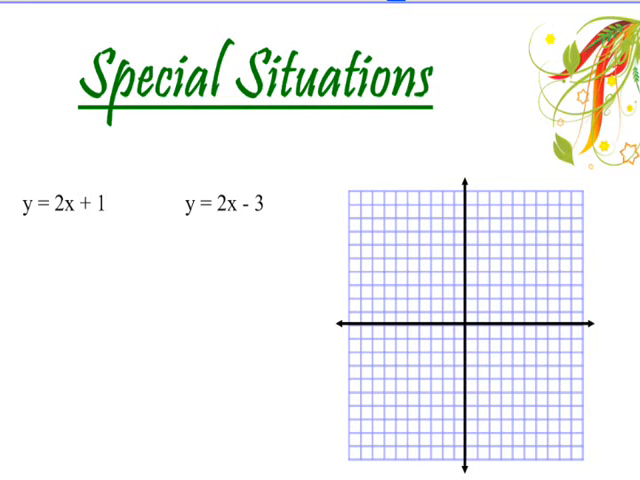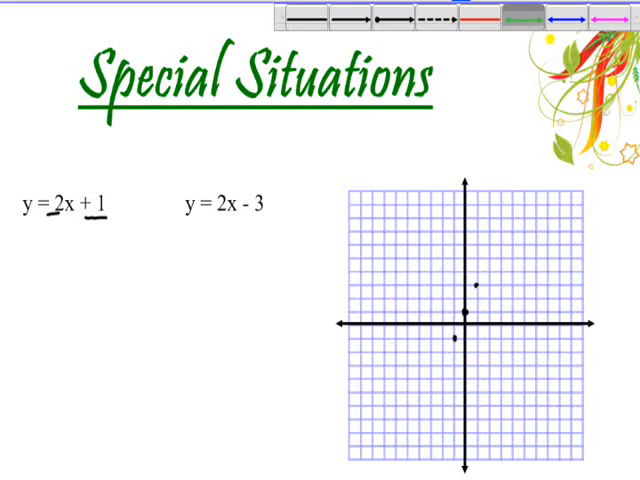Right, we have a few special situations. We always have a few special situations, don't we? If we look at these two, they're already in slope-intercept form for us, so we can graph them. Y-intercept of 1, so up 1. Slope of 2, so up 2 and right 1, or down 2 and left 1.